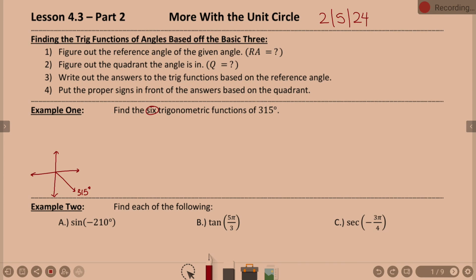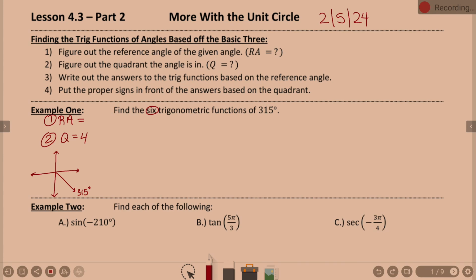315, and as I said, steps 1 and 2 kind of go together, because I don't know how you figure out the reference angle without figuring out the quadrant at the same time. I just don't know how you do it. But as we talk, step 1 is figuring out our reference angle. Step 2 is knowing what quadrant we're in. Well, what quadrant are we in? We're in quadrant 4, yes? Okay. Back to reference angle.